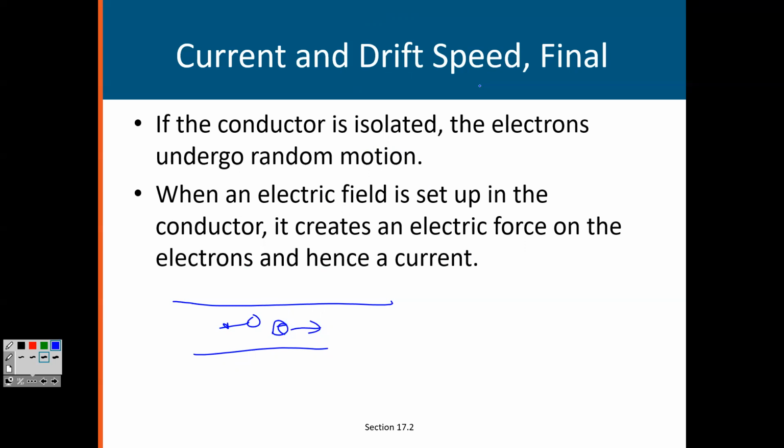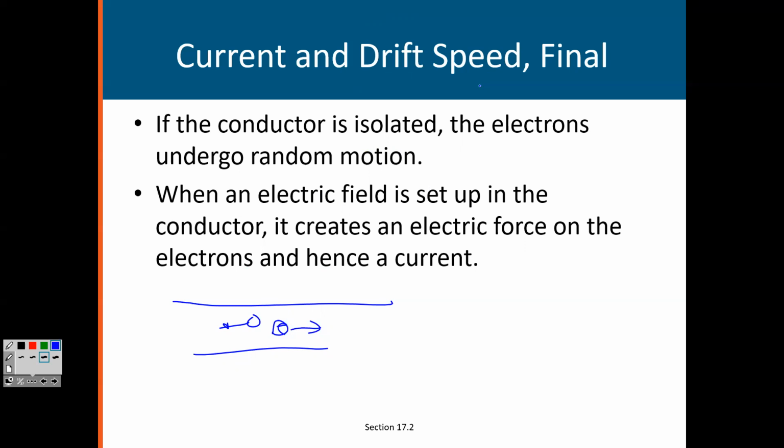Every right-side motion is cancelled by another left-side one. So on random, there is no preferred direction of motion. There is no net motion at all. Electrons will be going here and there, but not necessarily in a certain direction.